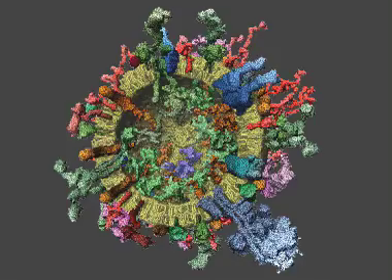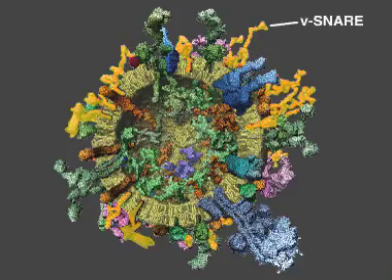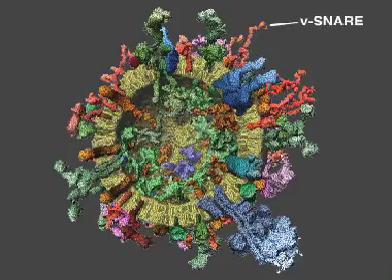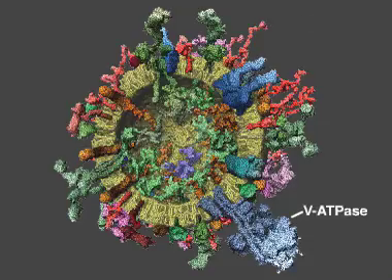The most abundant protein is a SNARE protein, called V-SNARE. This molecule participates in membrane fusion at the synaptic terminal, and there are about 70 copies of this protein per vesicle. By contrast, the vesicle contains only 1 to 2 copies of V-ATPase.